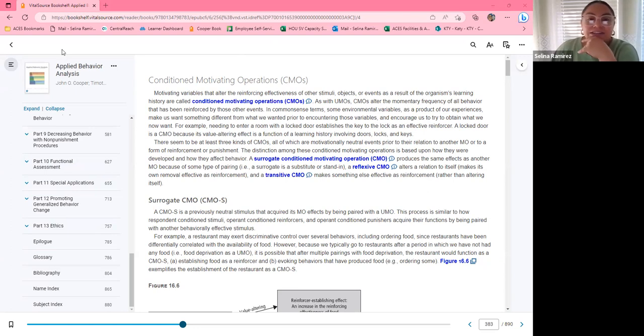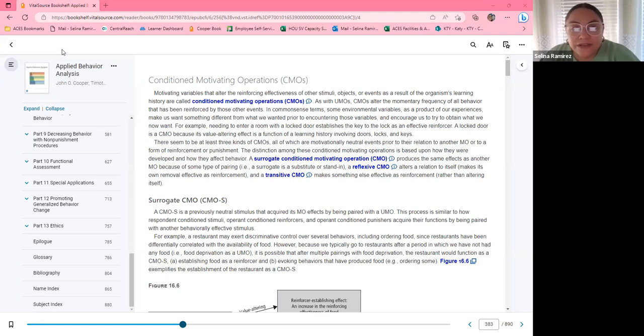383. We're going to go into conditioned motivating operations. Last week we were talking about unconditioned motivating operations, and we had a lot of fun giving examples on those. So now we're going to go into conditioned motivating operations. So those are going to be learned, right? So you have previously come in contact with some type of stimuli, or some type of SD, or something has happened that you have been conditioned to respond in a certain way.